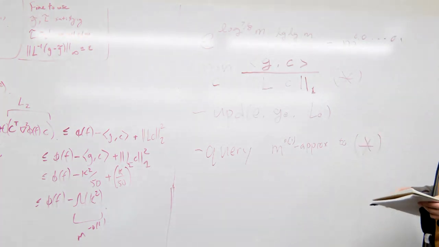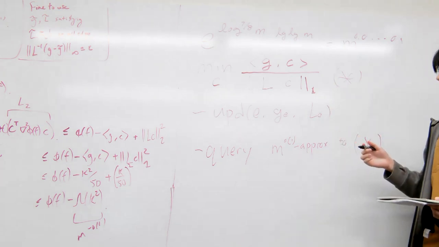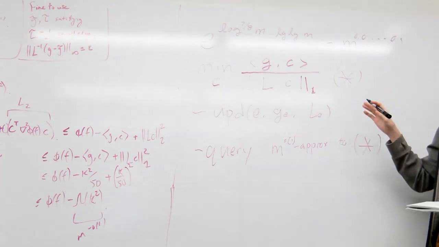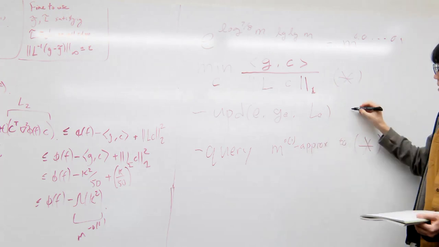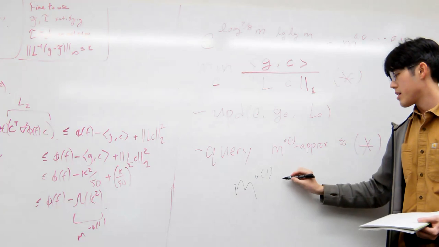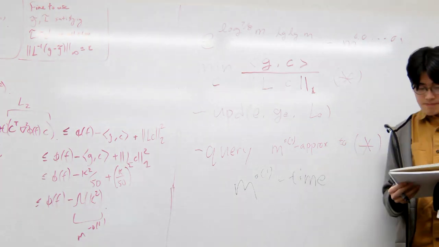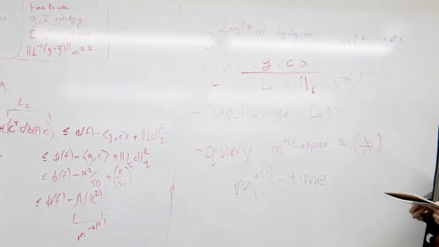Okay. So yeah, this is our data structure setup and we want to solve this problem. And the time for this data structure is like we want n to the o of one query time and update time. So I will just write n to the o of one. Okay. Here's the setup.